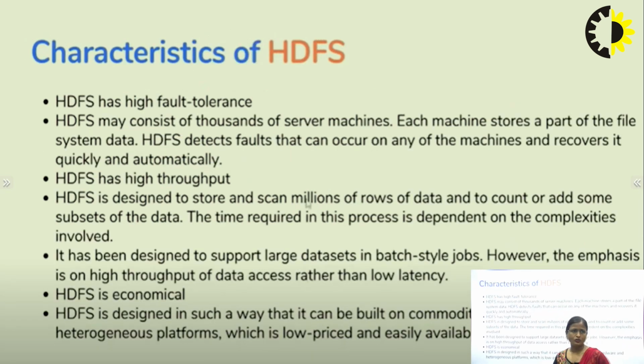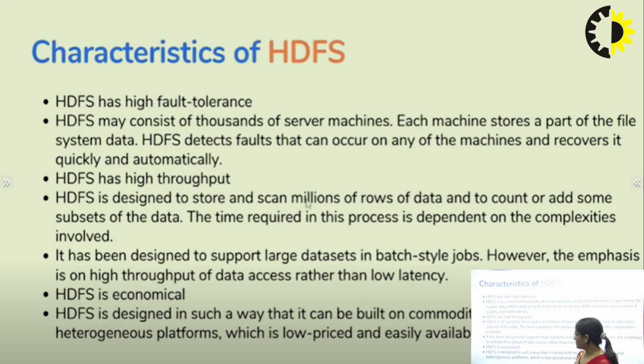Then characteristics of HDFS. HDFS has high fault tolerance because of distributed manner. Then HDFS may consist of thousands of server machines, that is cluster environment is there, and each machine stores a part of file or system data. HDFS detects faults that can occur on any machine and recovers quickly and automatically. Then HDFS has high throughput because it is in distributed manner. That means it can run parallelly on various machines. So that is why it has high throughput.